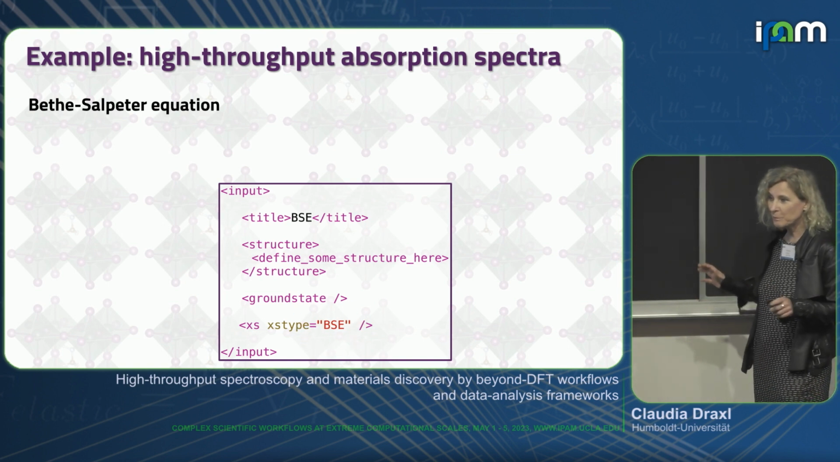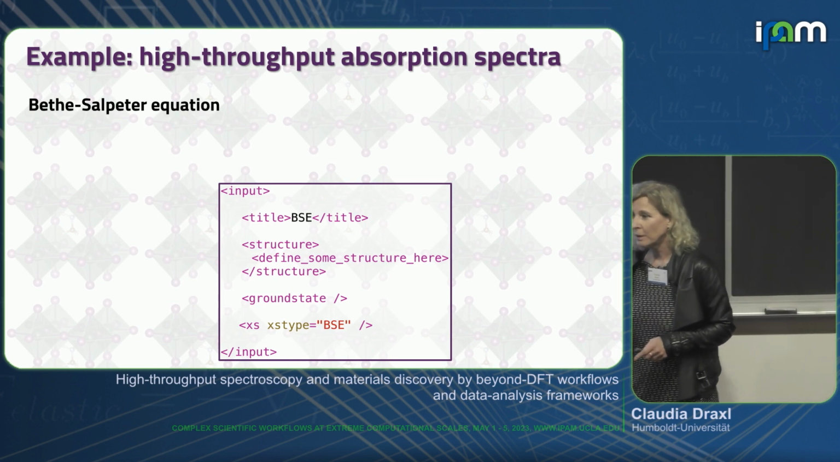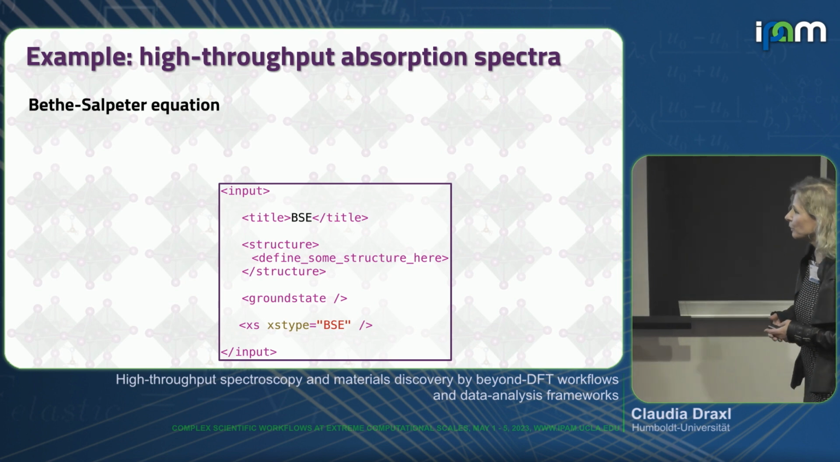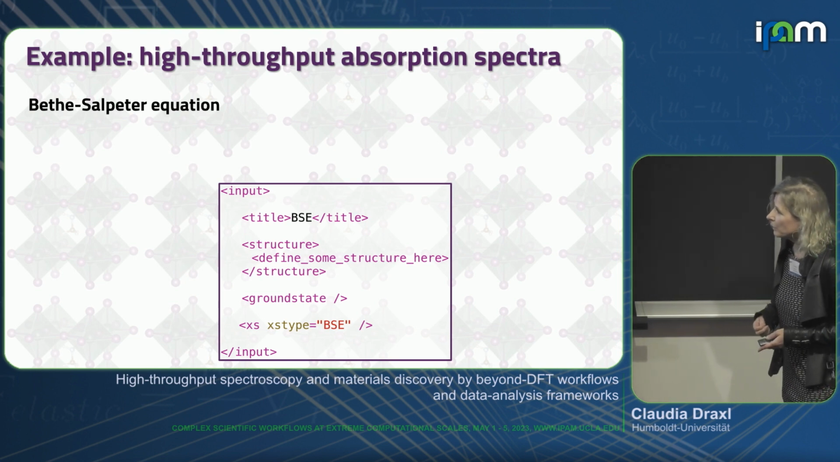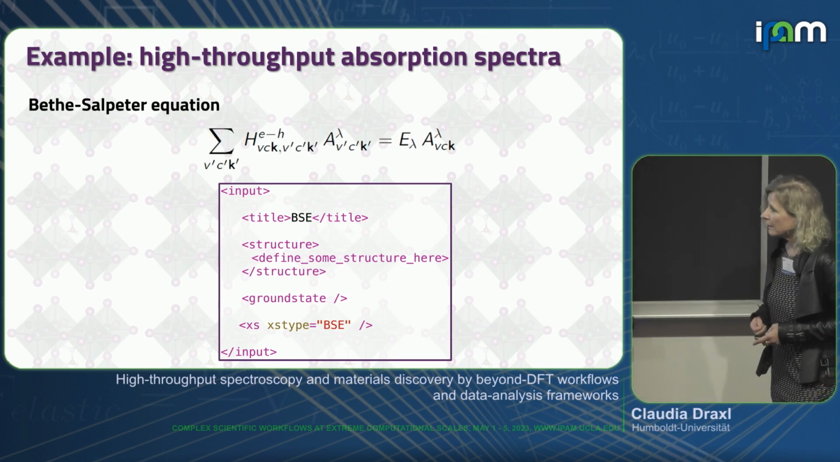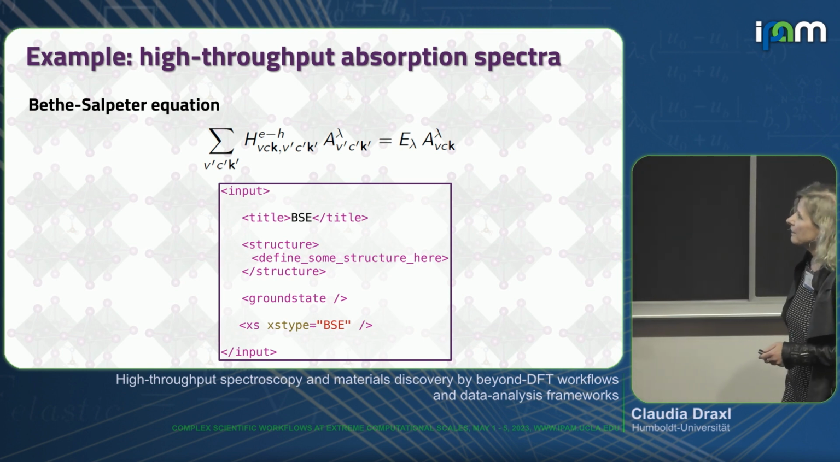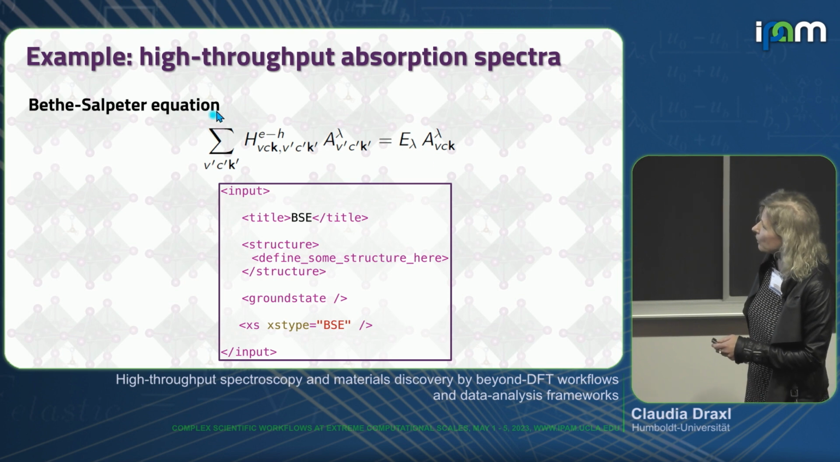So that's it. In principle, you can hide everything from the user, but it's not a good idea, because there are so many knobs to control and so many parameters that you really have to know what you're doing, or you need to automatize it somehow. So this is the equation that we are solving.